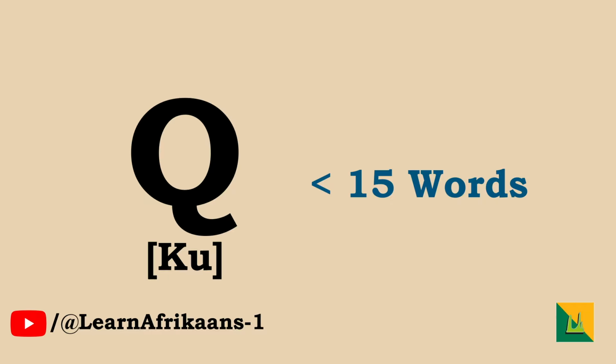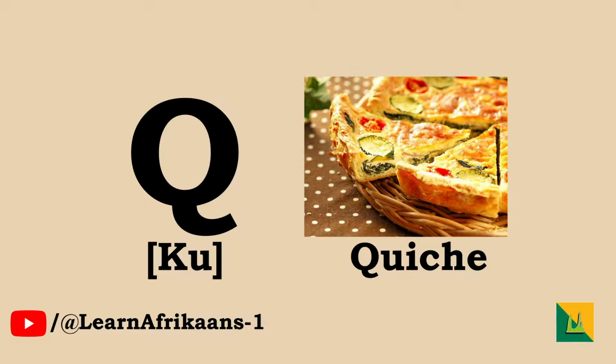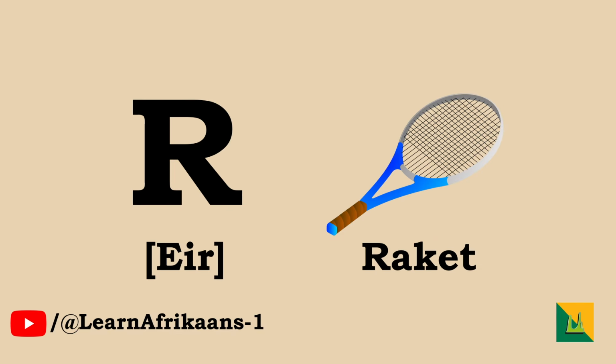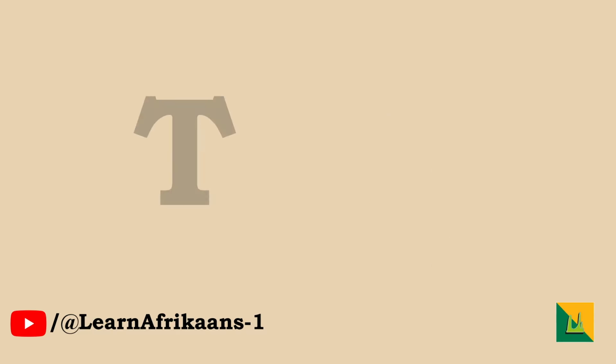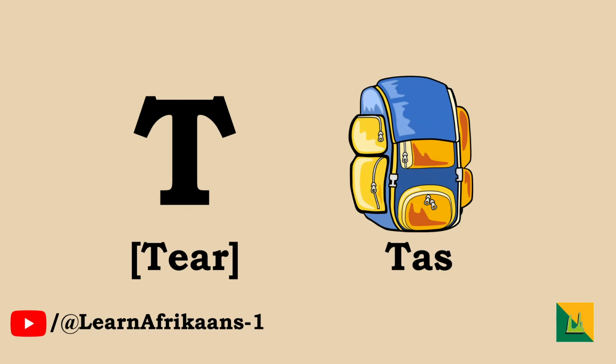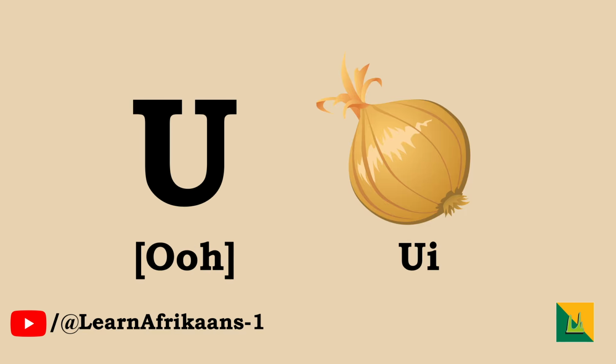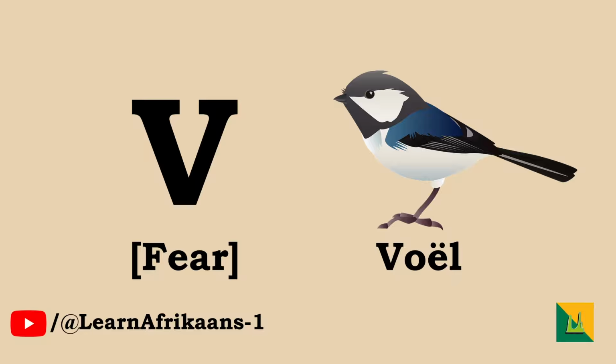There only exist less than 15 words with a Q in Afrikaans, all borrowed from other languages. Its pronunciation is therefore borrowed from other languages. Q, kish, Q, kish. R, raket, R, raket. S, scare, S, scare. T, tas, T, tas. U, ui, U, ui. V, voel, V, voel.